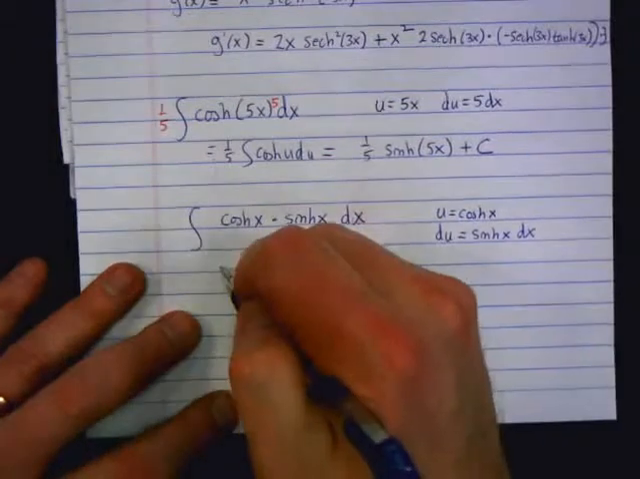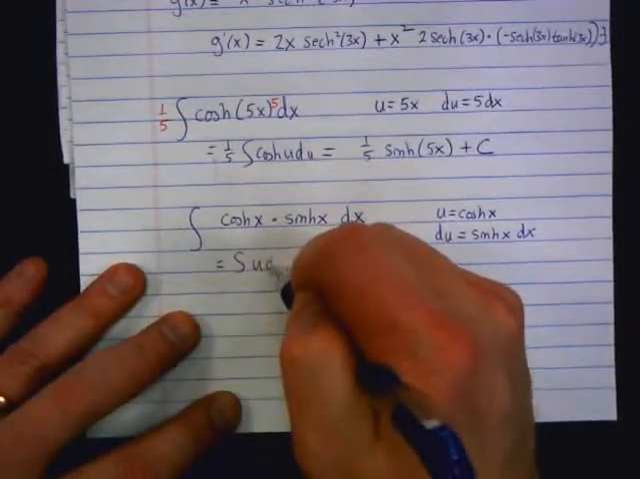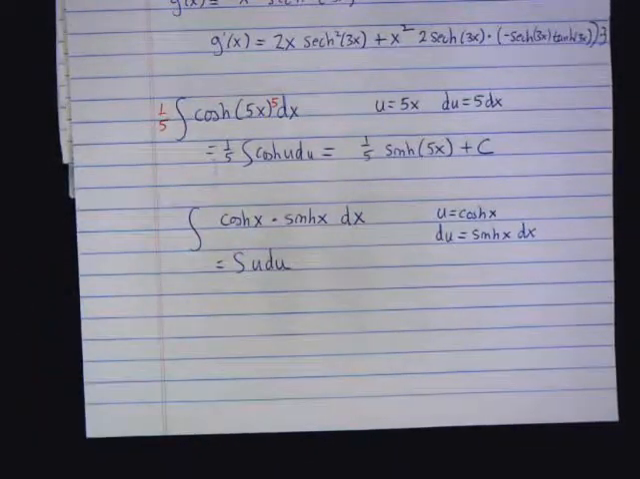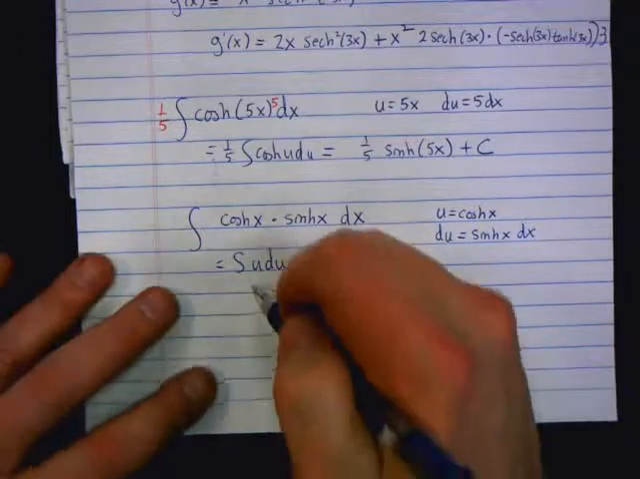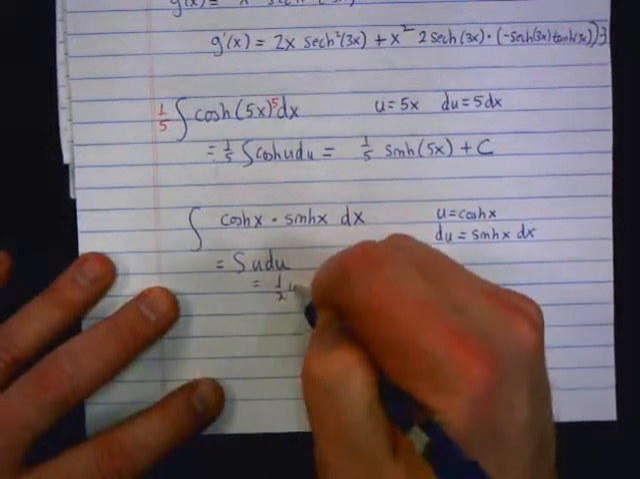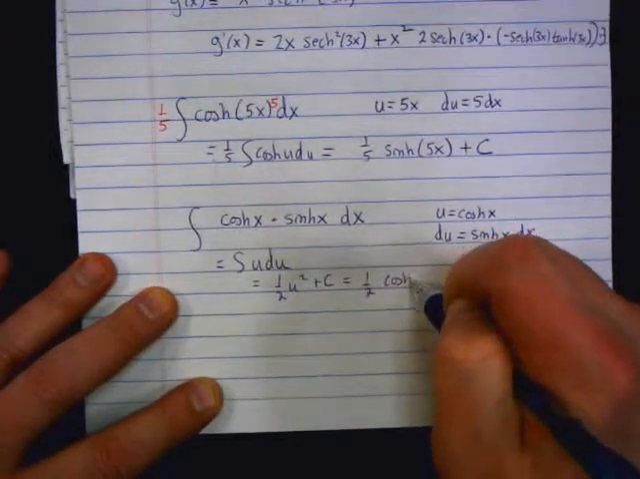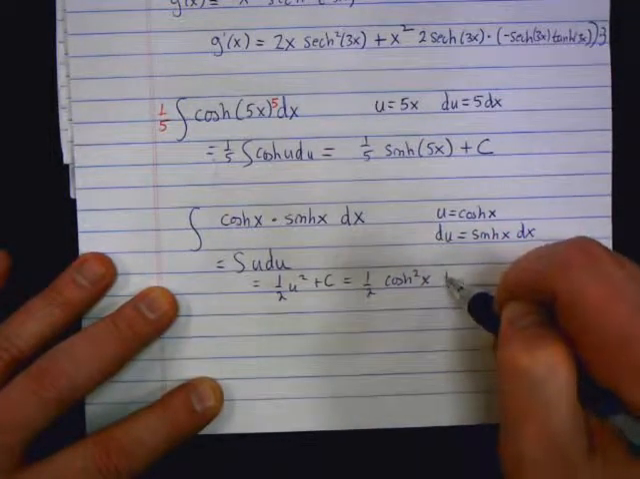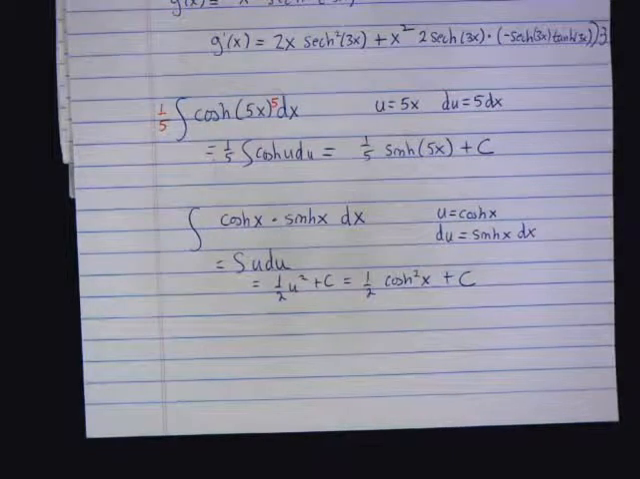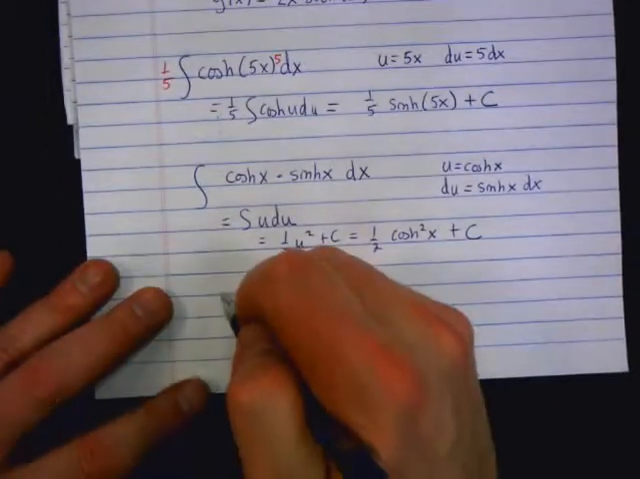So this becomes the integral of u du. That's a half u squared plus c. So we have 1/2 hyperbolic cosine squared x plus c. Does it matter if we chose sine? Would it matter if you chose sine? I don't think so.